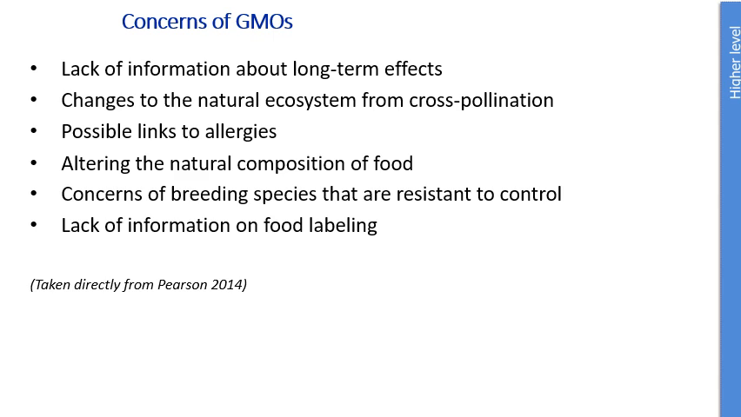Of course, there are always concerns, and these have included the lack of information about long-term effects, possible links to allergies in foods, changing ecosystems, altering the composition of food, and concerns about breeding species that are resistant to control as they reproduce, and finally a lack of information about food labeling.